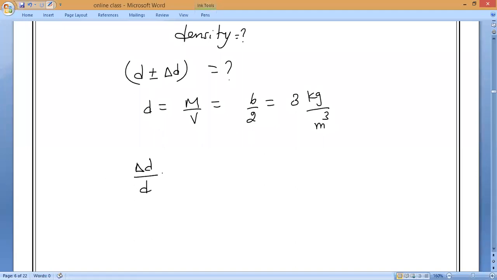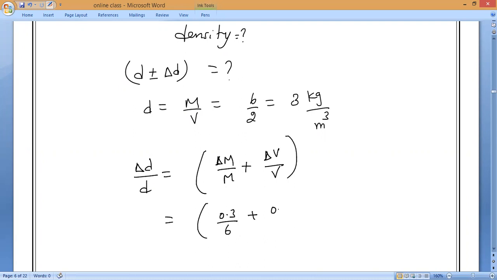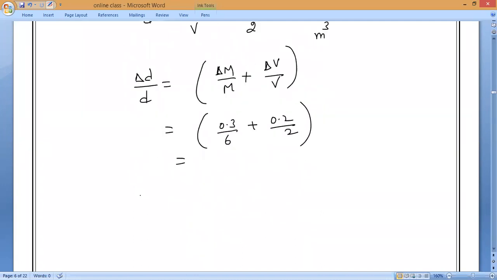So delta D by D equals how much, Ram? Delta M divided by M plus delta V divided by V, which equals 0.3 divided by 6 plus delta V 0.2 divided by 2. Understanding? Now D value 3 we got. So the D value I am sending to that side.